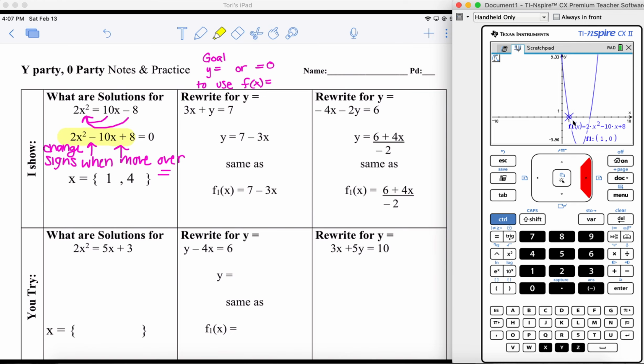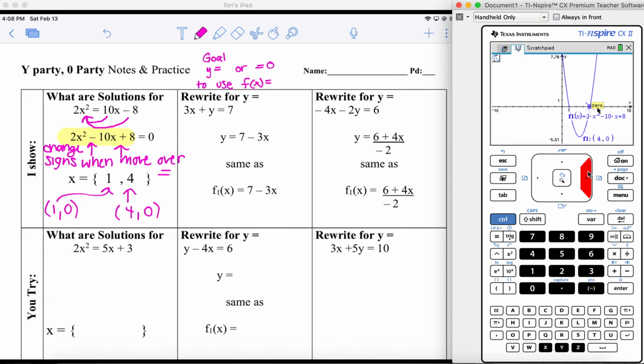So there's my first one. See how it told me it was equal to 0? Let me show you again. It literally says 0. So my first answer was 1, 0. We put that one here. If I keep moving my arrows to the right, I can get my second one. And that is right here. It literally says it's going to make it equal 0. And that point was 4, 0. Remember, we're only giving the x's. Okay? All right, not too bad.